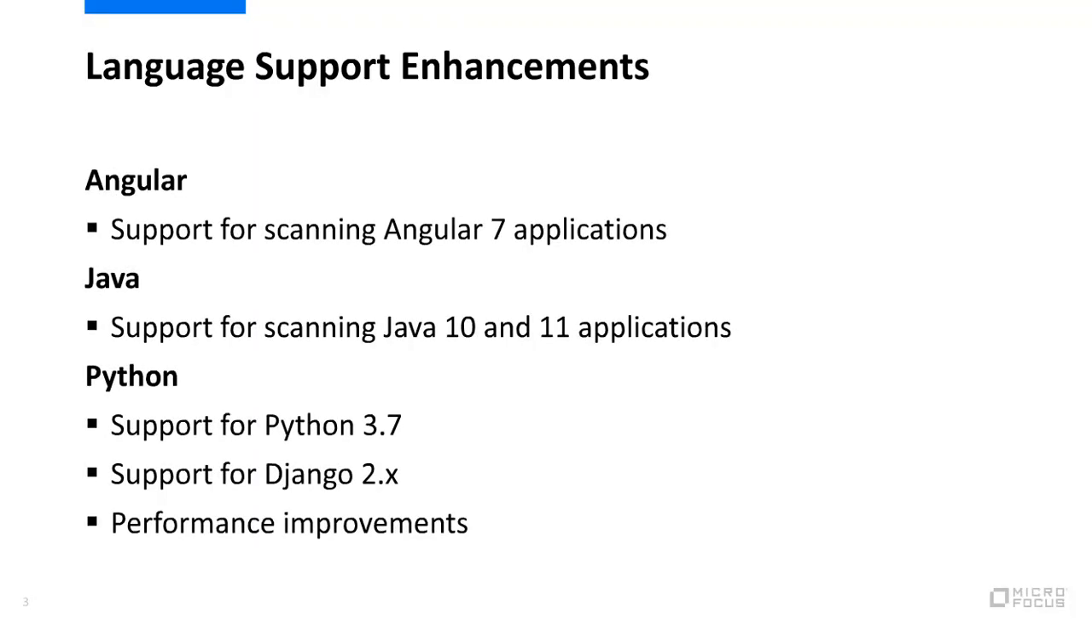Static Code Analyzer now supports scanning of Angular 7 applications. It also supports scanning of Java 10 and Java 11 applications. Support for Python includes Python 3.7 and Django 2. Improved performance in scanning Python applications was also introduced in this release.